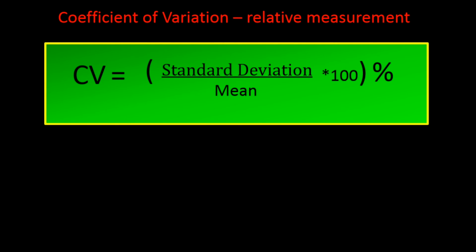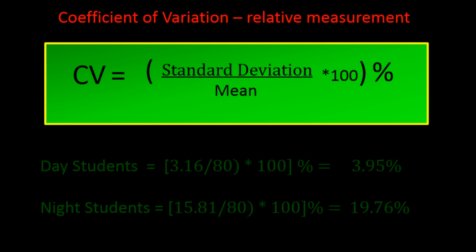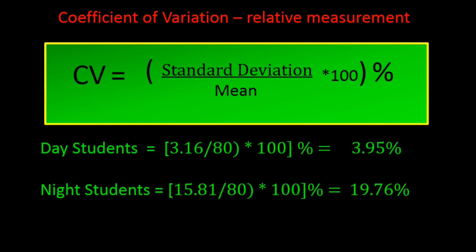In some cases, we may be interested in determining how large the standard deviation is relative to the mean. The coefficient of variation gives us this measurement and is usually expressed as a percentage. The formula is as follows. CV, the coefficient of variation, is equal to the standard deviation divided by the mean times 100%. So for the day students, we take the standard deviation, or 3.16, divided by the mean, 80, times 100%, and we get 3.95. That is 3.95%.